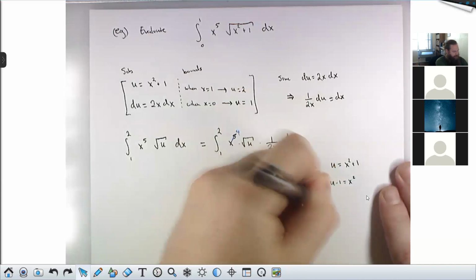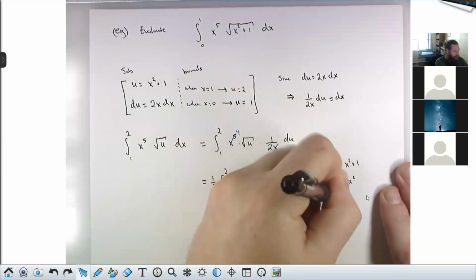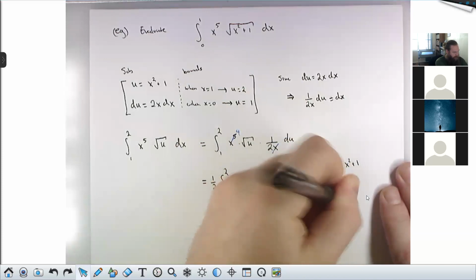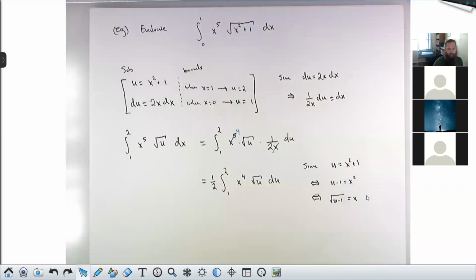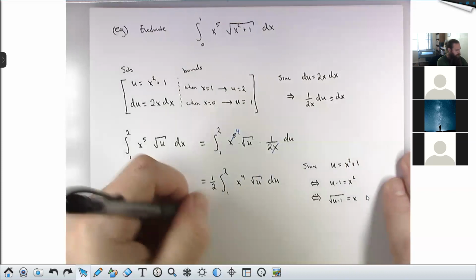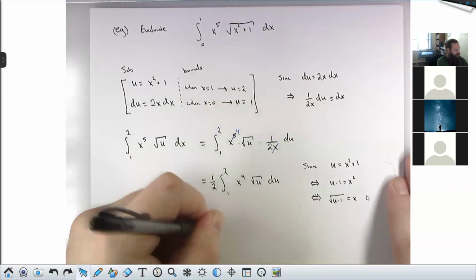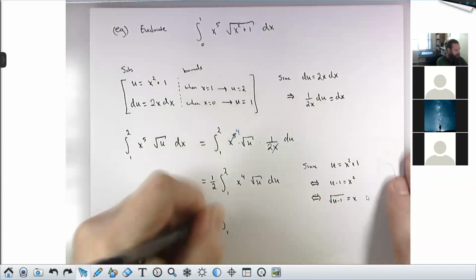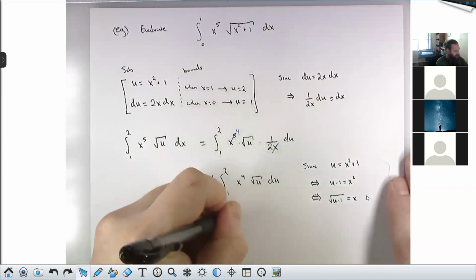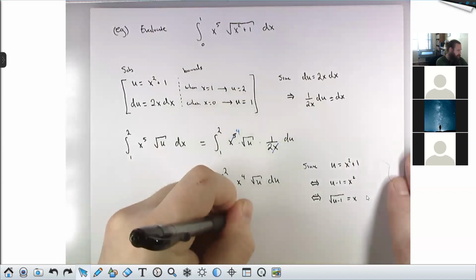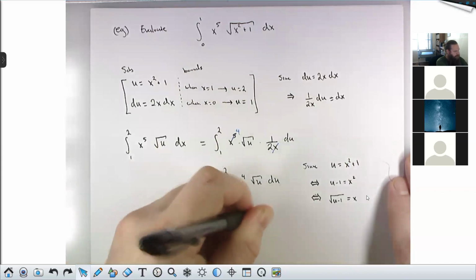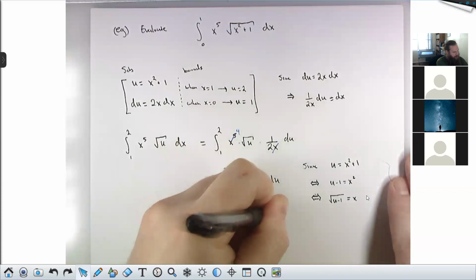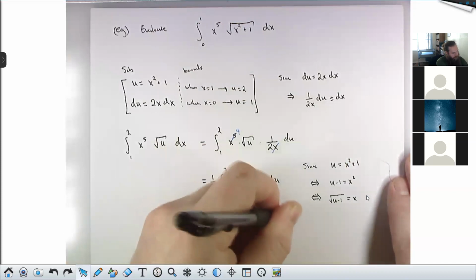So if I solve this for x, I would get the square root of u minus 1 is equal to x. I'm ignoring the plus and minus here. Technically, there should be a plus and minus there. Which means that my integral, I now have 1/2 integral 1 to 2 of the square root of u minus 1 to the 4 times the square root of u du.